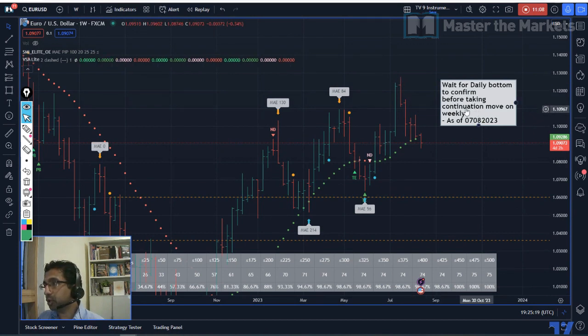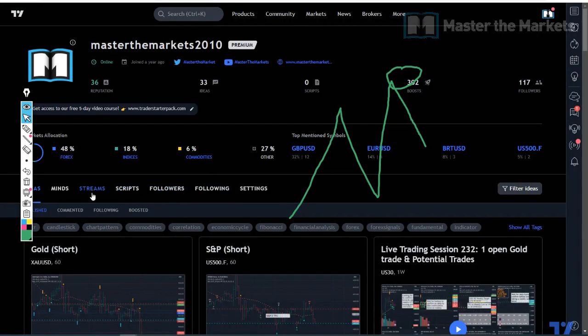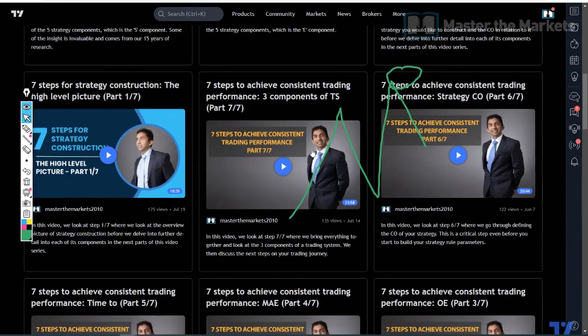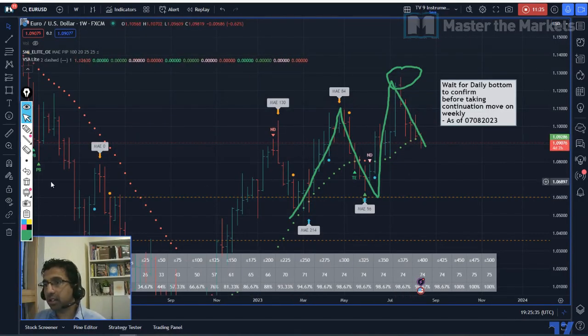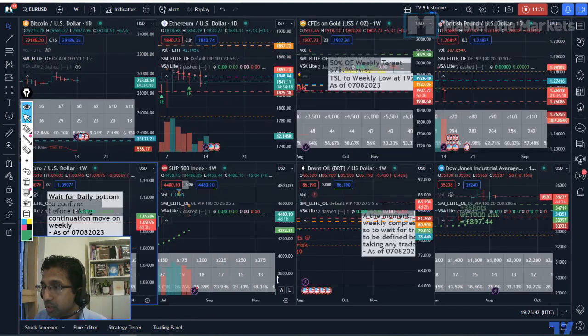We're taking a look at a continuation move, but if that confirms that top, then it's a phase 2 that will happen. This is the power of quantification. That's why I highly recommend you guys go and watch the streams over here, which will explain all 7 steps to achieve consistent trading performance. So here, once that phase 2 happens, I'll again look at the same thing what I did on the GBP/USD as well. So nothing as of there.